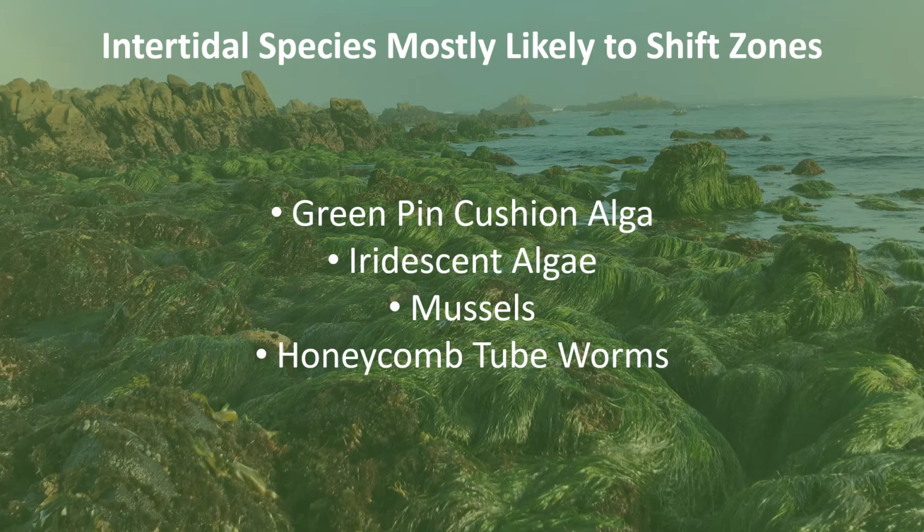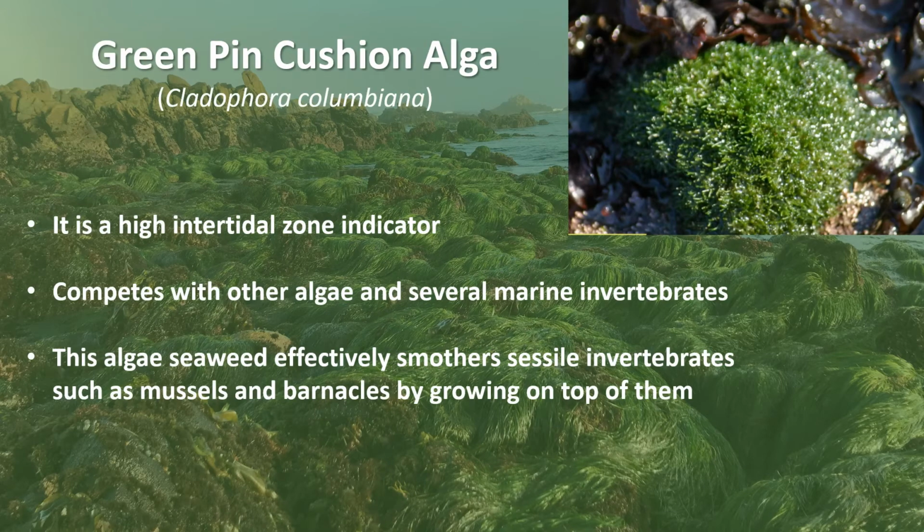Here are a few intertidal species found here on the California coast that are most likely to shift zones due to sea level rise. They include green pincushion alga, iridescent algae, mussels, and honeycomb tubeworms. Because it is a high intertidal zone indicator species, green pincushion alga is most likely to shift zones upwards towards shore due to sea level rise.